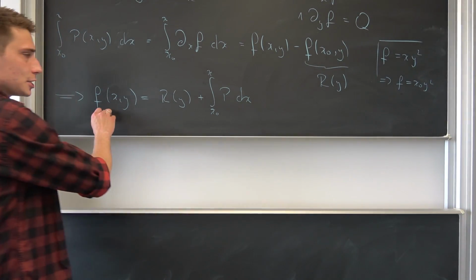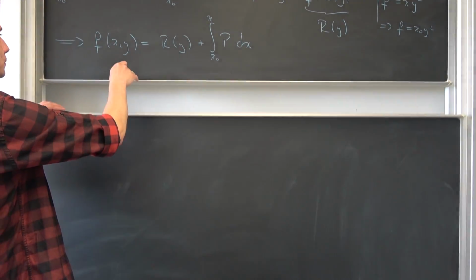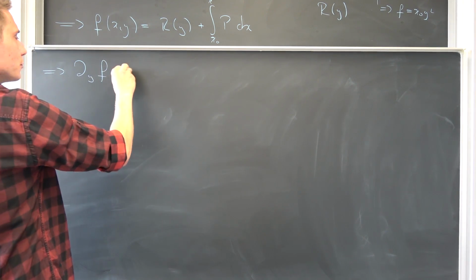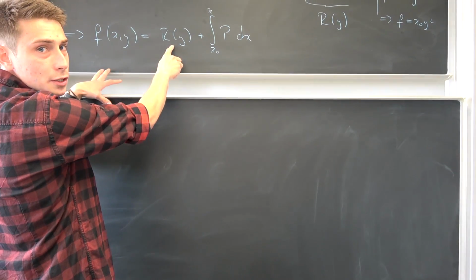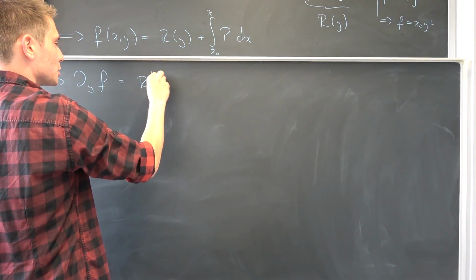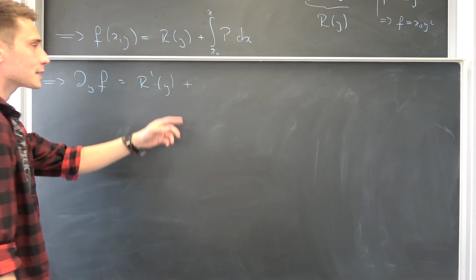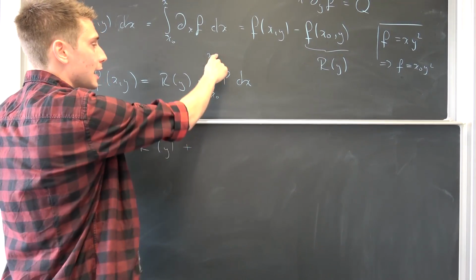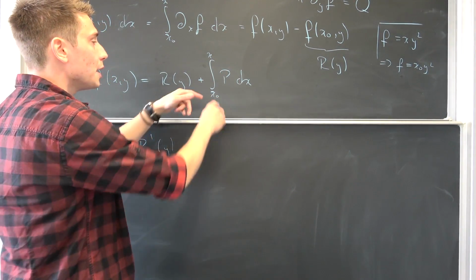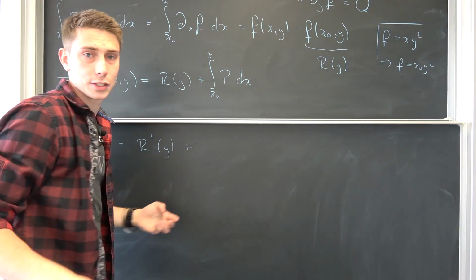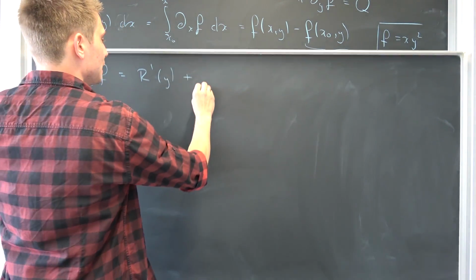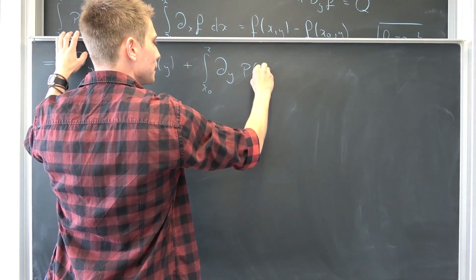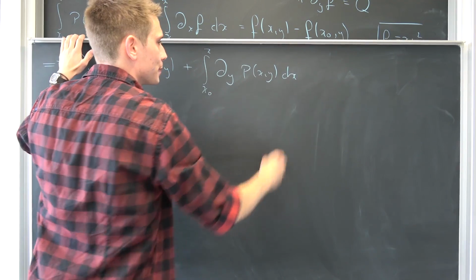Now, why not differentiate both sides with respect to y? We are going to get del y of f is nothing but, okay, the derivative of r with respect to y is just r prime of y, plus the partial derivative with respect to y of this thing. We can make use of the Leibniz rule. X and x0 are not dependent on y, meaning we can just bring it to the inside as the partial derivative. It's just a special case of the Leibniz rule, meaning that's nothing but the integral from x0 to x of del y p of x y integrated with respect to x.